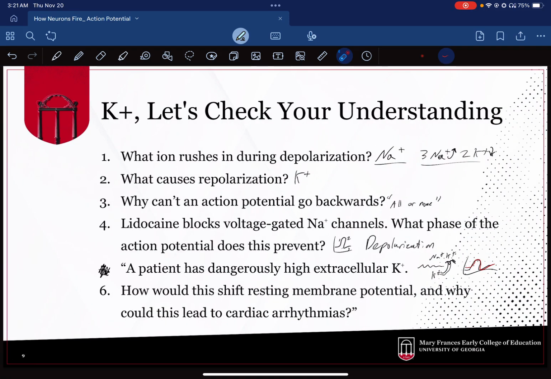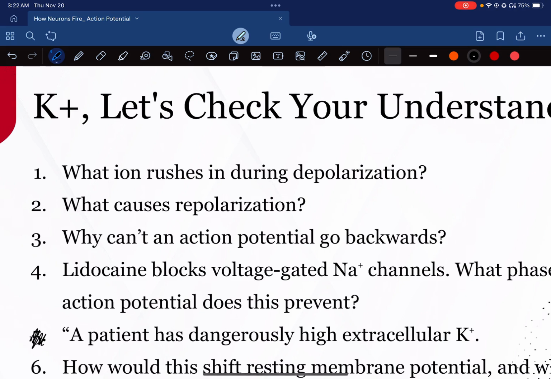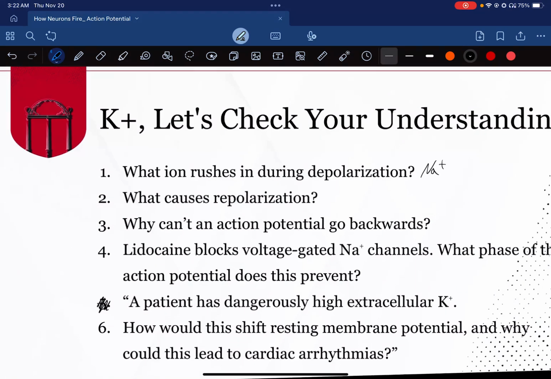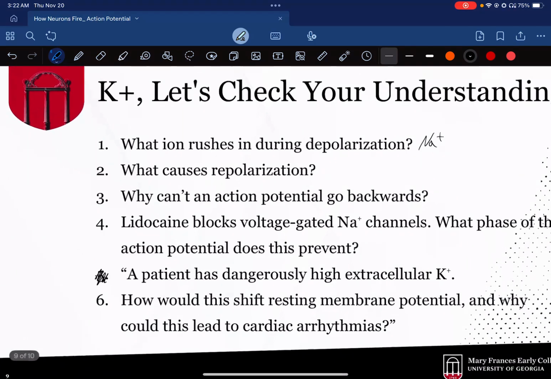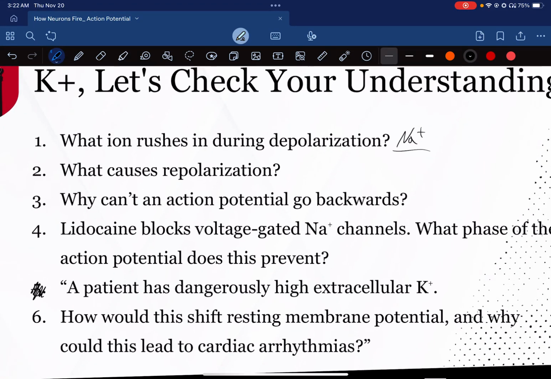Okay, let's check your understanding. How much do you remember so far? Let's erase these answers here. Let's go step by step. What ion rushes in during depolarization? Well, we remember depolarization is our starting, and we know that our starting is going to involve sodium ions through our sodium channels. What causes repolarization? Well, if sodium causes our depolarization, what causes our repolarization? Well, potassium. Potassium must be the other one because those are the two ions that we focused on.